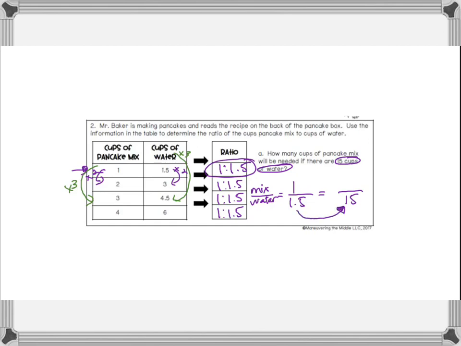So I'm going to look for this relationship from 1.5 to 15. That means I'm going to multiply by 10. So 1.5 times 10 is 15. So that means I have to multiply my numerator by 10. 1 times 10 is 10. So I'm going to need 10 cups of mix.